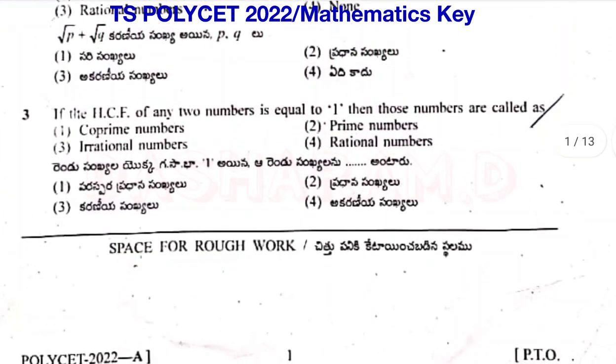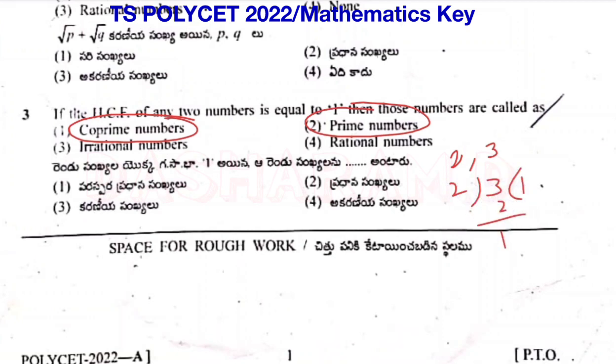Next, third question: if the HCF of any two numbers is equal to 1, then the numbers are called. When the HCF of two numbers is 1, then the two numbers must be co-prime numbers. Co-prime means the two numbers have only one common factor. And the second answer is also correct, prime numbers, because when you take two prime numbers, for example 2 and 3, both are prime numbers. So the HCF is: 2 ones are 2, here 1, next 2, 1 twos are 2, remainder 0. So here HCF is 1.